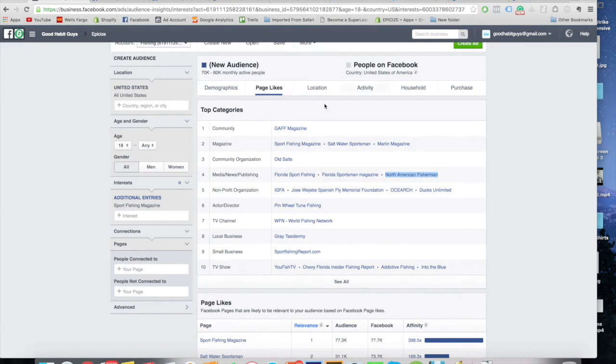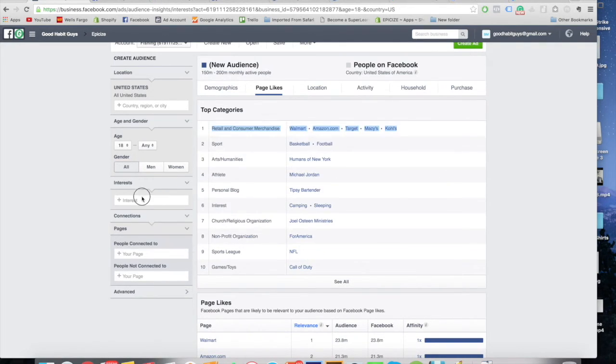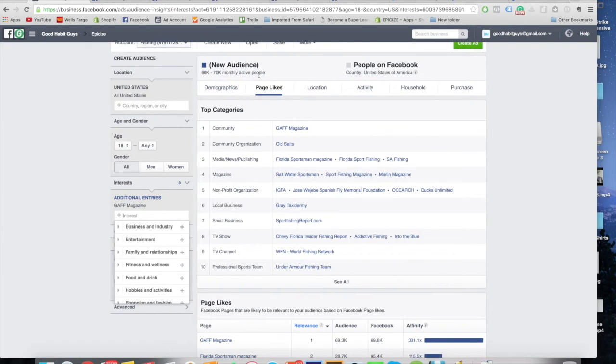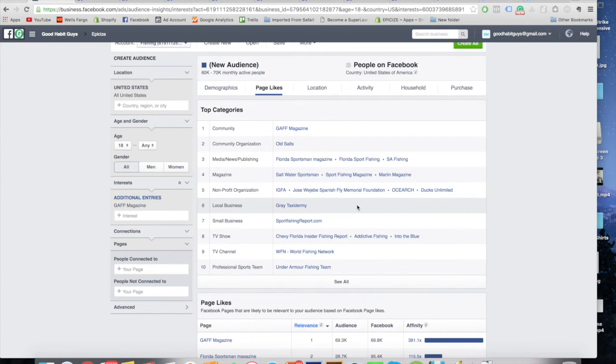I already checked all of these and they are really related to fishing. Now I'm just going to start to write down these magazines and see where I can get to. GAFF Magazine, excellent, 60 to 70,000 monthly active people. And again, we have a lot of pages. A lot of these are already open here because it's related to the former interest I investigated. But I'm going to start to open some random pages and see, first, how related this is to fishing, and second, if I can find more interests.